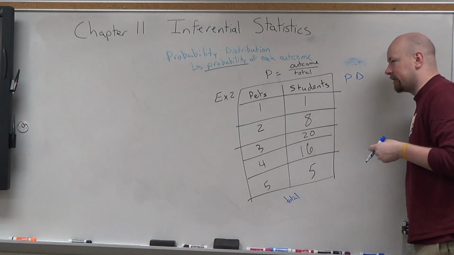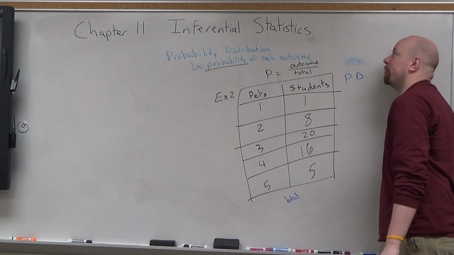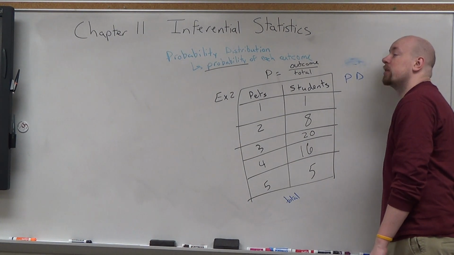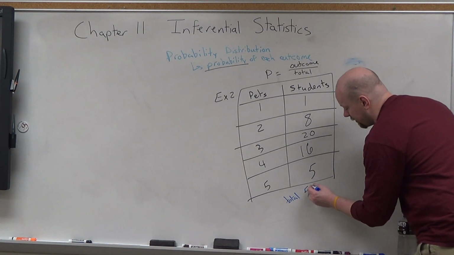1 plus 8 is 9. Plus 20 would be 29. Plus 16 would be 45. Plus 5, so our total is 50.